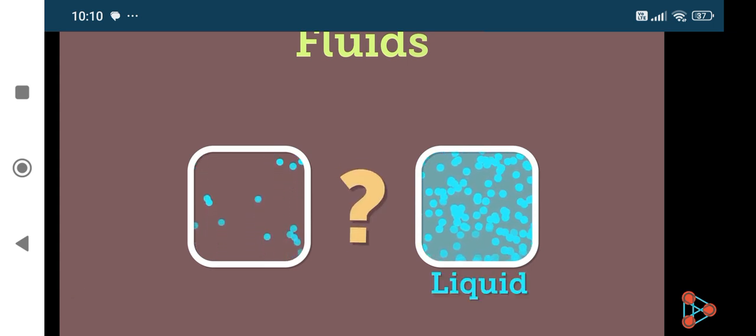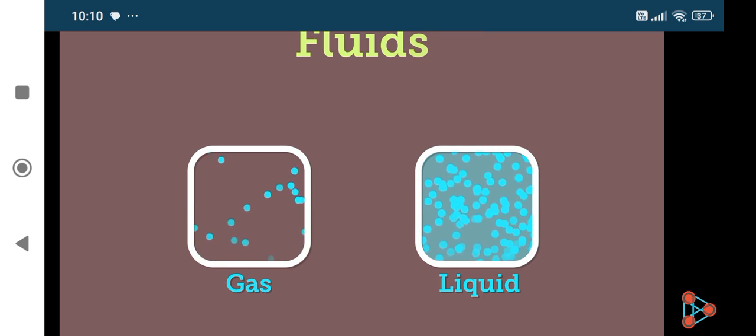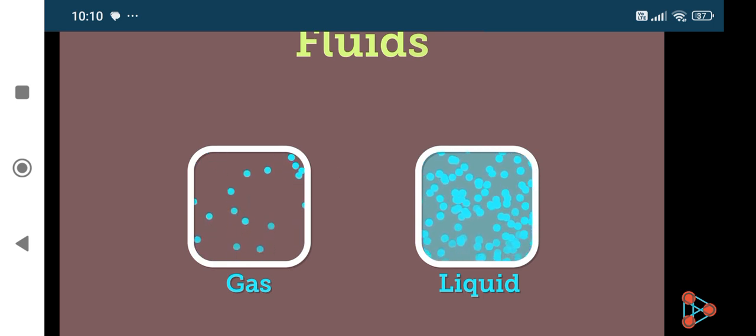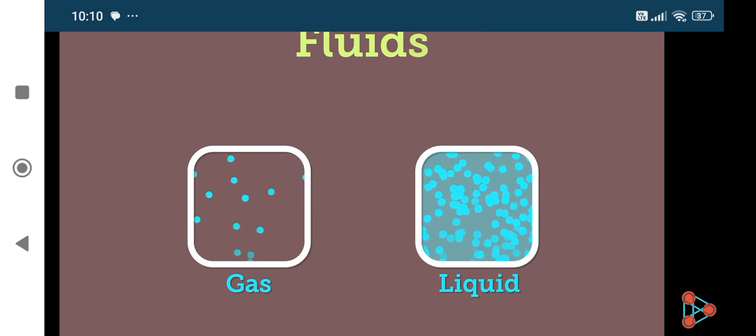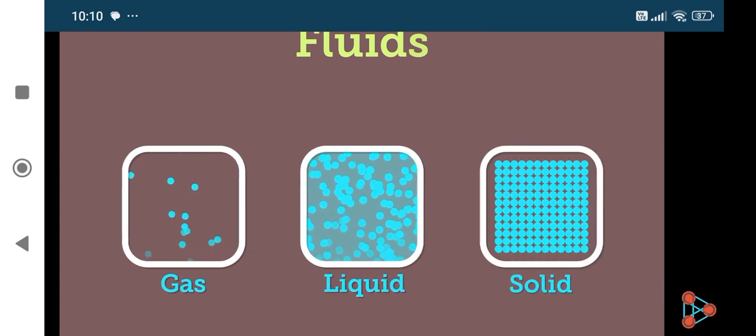What can you say about the liquids and gases in this case? Yes, you guessed it right. Liquids and gases are fluids. Their molecules are not closely held as in the case of solid substances.